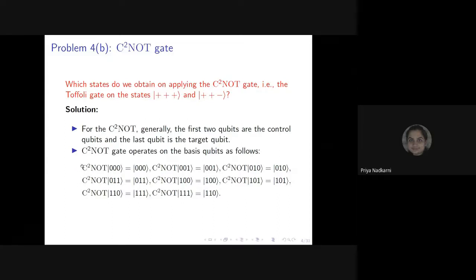Just a brief recall from the lecture on how the C square NOT gate acts on the basis states. It only acts non-trivially on 110 and 111, because the first two qubits of only these two states are both in the state 1. Only here it flips 0 to 1 and 1 to 0 on the last qubit. All the rest of the states remain the same. Let's remember this as we move on.